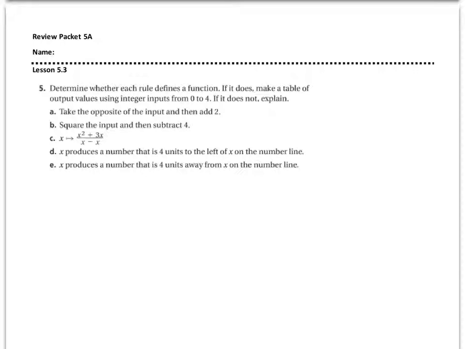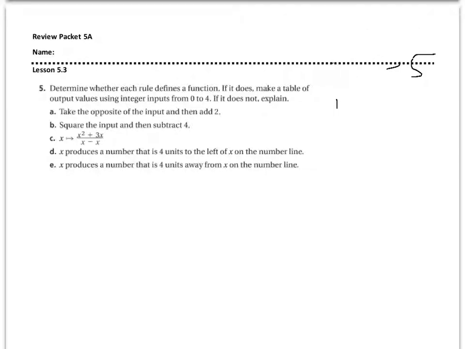So function means, for example, input is 1 and output is 3. That's good. If there is another input, for example 2, can make 3, that's good. But one input cannot make more than one. One input has to have exactly one output. Okay, so if one produces 3 and one produces 5, this is not a function.